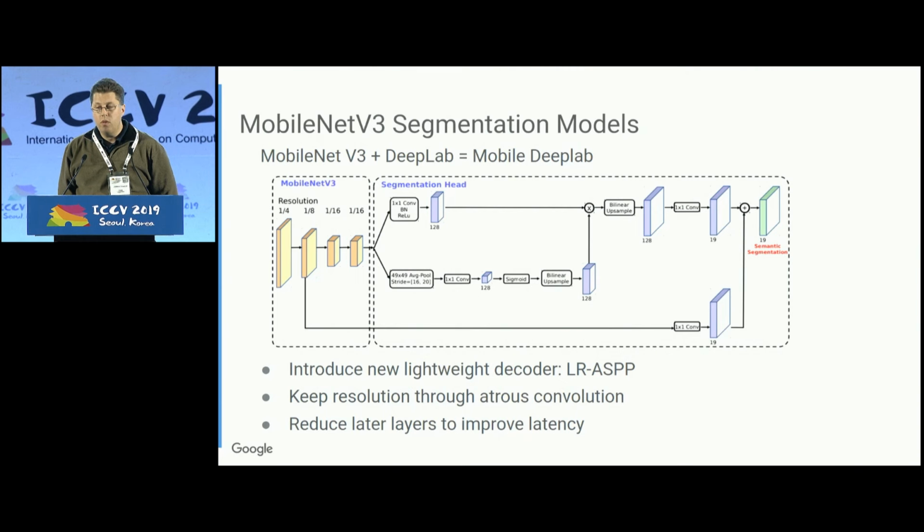We're also interested in other use cases, so segmentation models are very important to us. If we take MobileNet v3 and combine it with DeepLab, we end up with MobileNet DeepLab. To do this, we introduced an entirely new decoder head, the LR-ASPP head, pictured in this slide. And standard DeepLab procedures like keeping the resolution throughout with atrous convolution. We also reduced some of the later layers, which was a practical way to go faster at no real cost to accuracy.